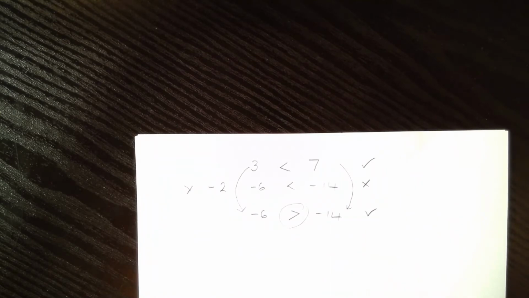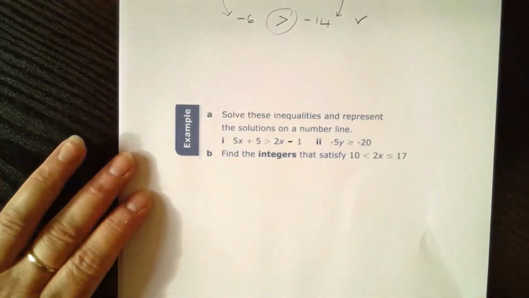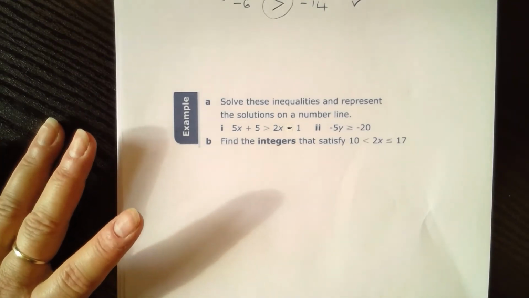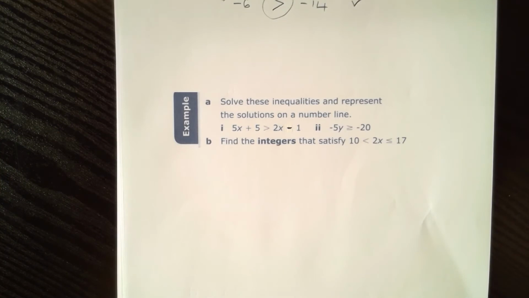Okay, so we're going to have a look at the example that is on page 188 in Caboodle. However, there is a typo on the page. It says there in the book, 5x plus 5 is greater than 2x plus 1. It's incorrect. It should be 5x plus 5 is greater than 2x minus 1. So I'm going to do the correct version of it.